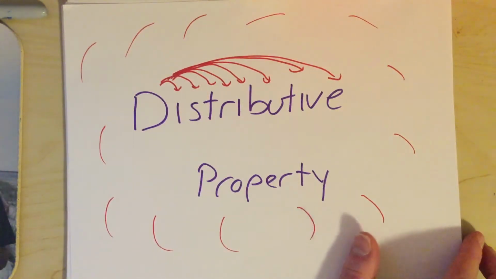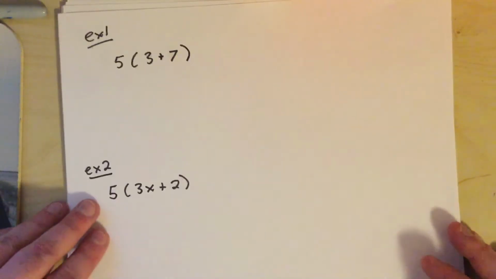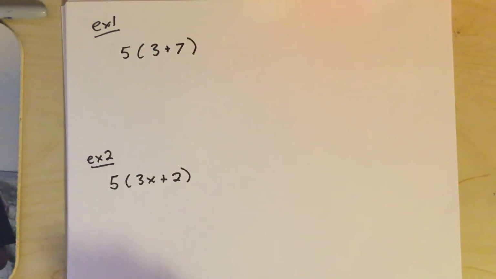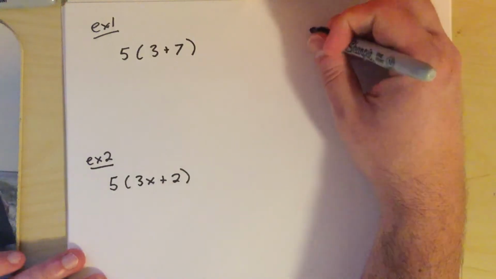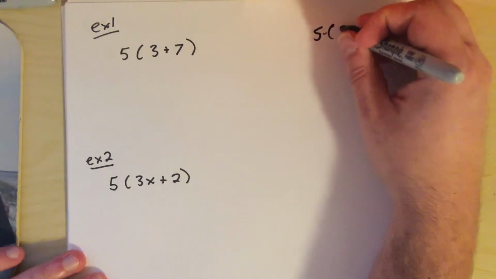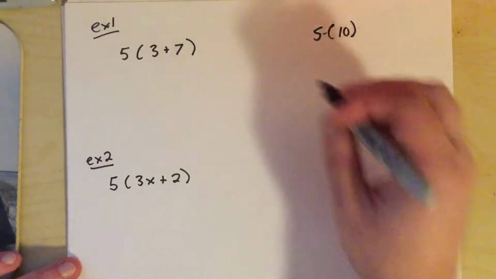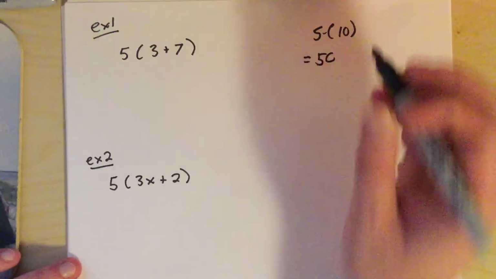We're now going to discuss the distributive property. So let's say we have this over here. Now, if we're going to actually do this problem, we could see that 3 plus 7 is 10, and 5 times 10 is 50. So the answer is 50.